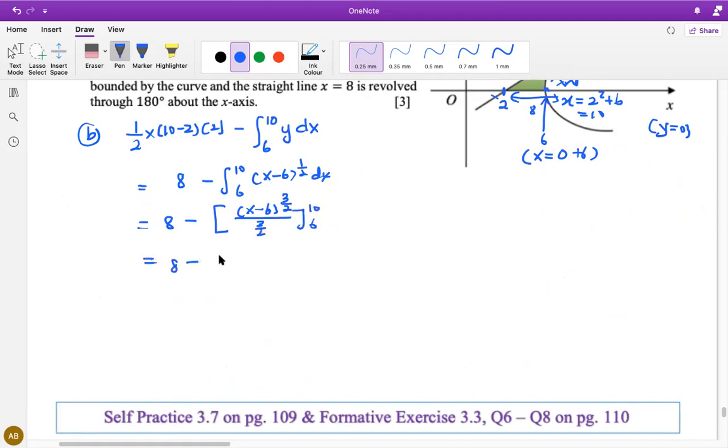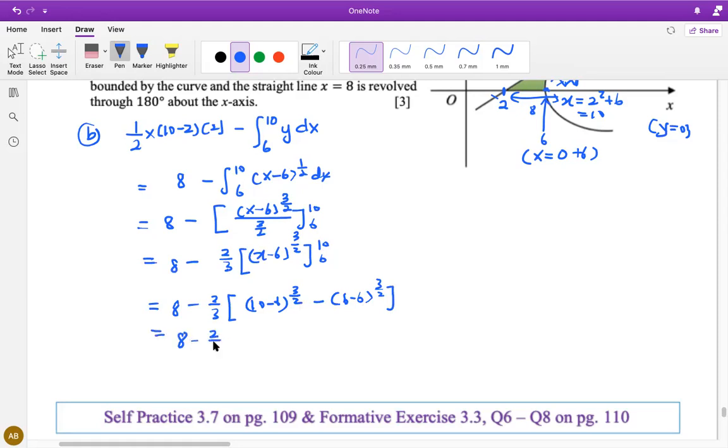So add minus 2 over 3. Then here is x minus 6, 3 over 2 from 10 to 6. So we substitute the value in now, add minus 2 over 3. Then here is 10 minus 6 power 3 over 2 minus 6 minus 6, 0, 3 over 2. Okay, so therefore add minus 2 over 3.